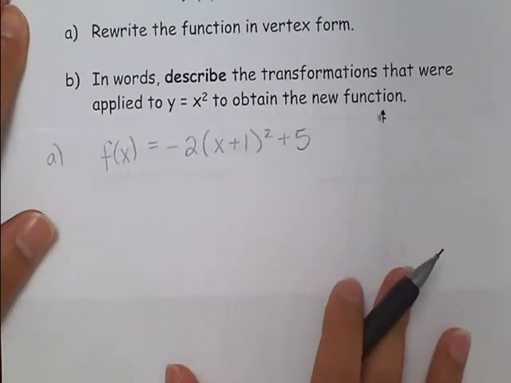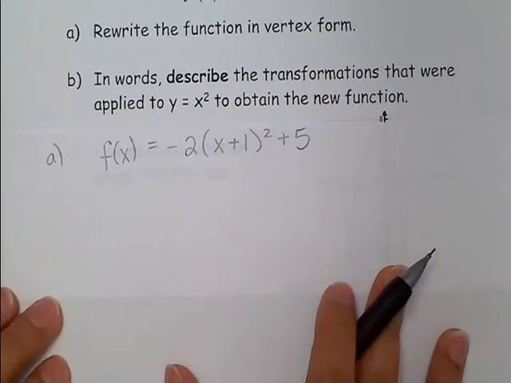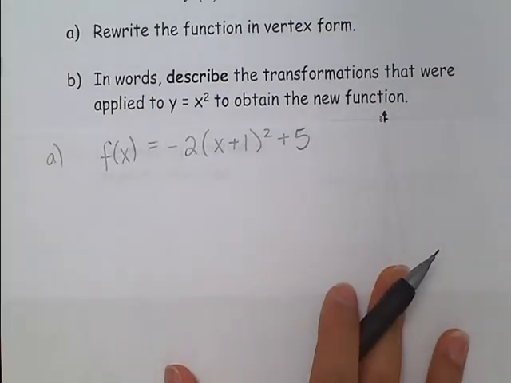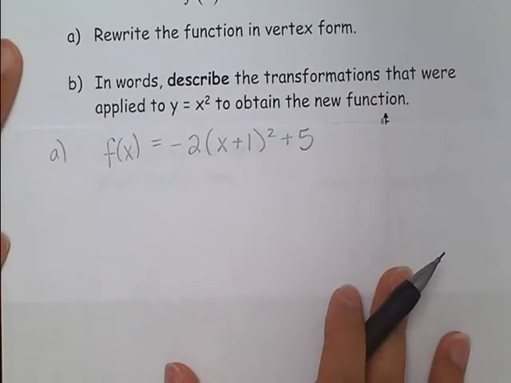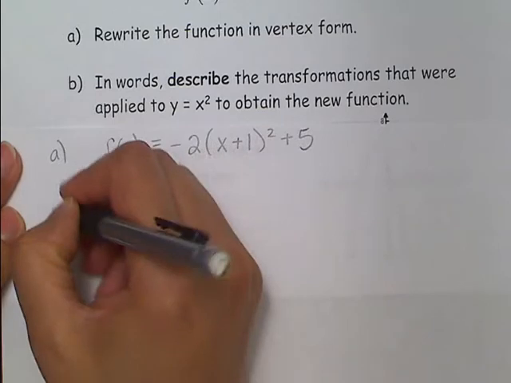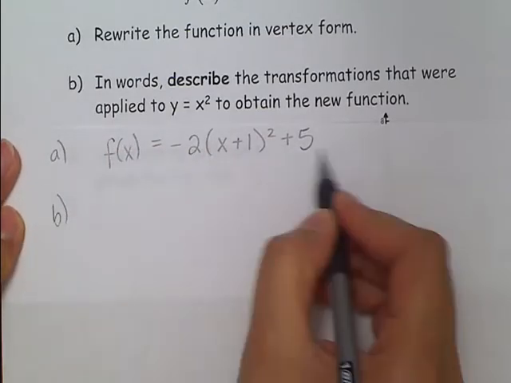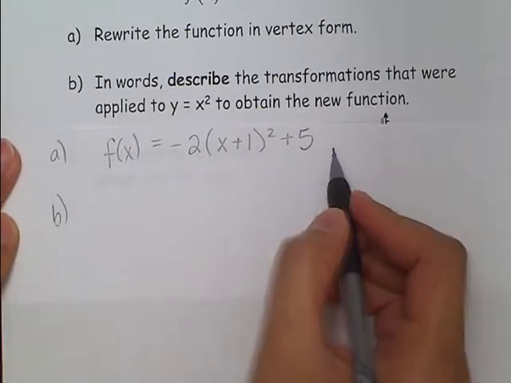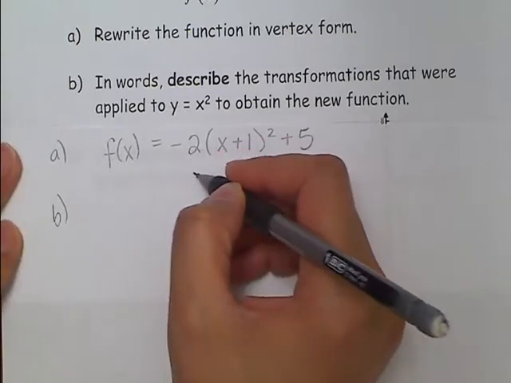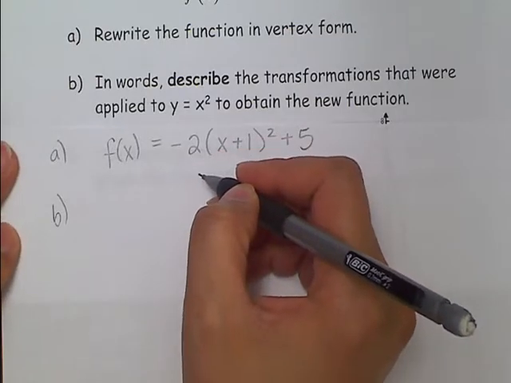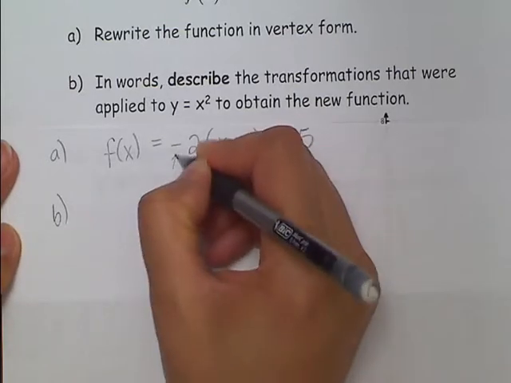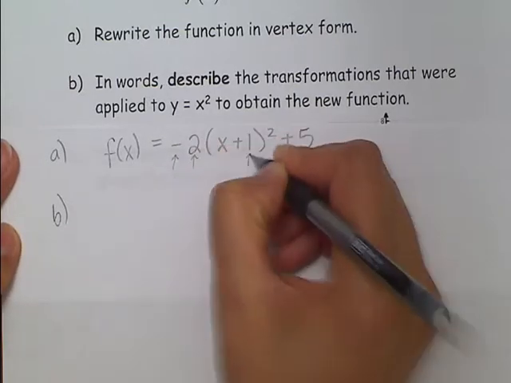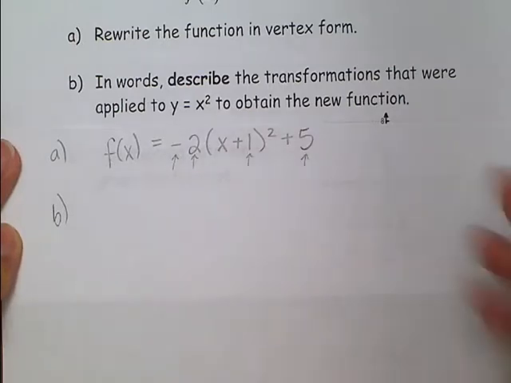Okay, in part B it says, in words, describe the transformations that were applied to y equals x squared to obtain the new function. So we want to know what the transformations were that were applied to y equals x squared. So I'm going to start from the left-hand side, and I'm just going to move across the function. And each of the different numbers and signs apply a different transformation to the y equals x squared graph. So I notice that there are actually 4 different transformations that are being applied.